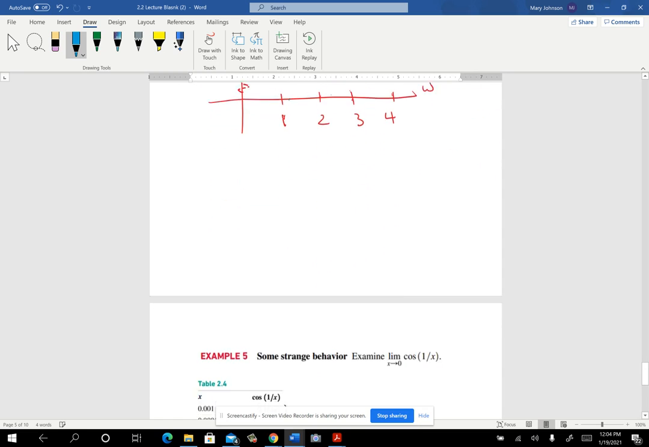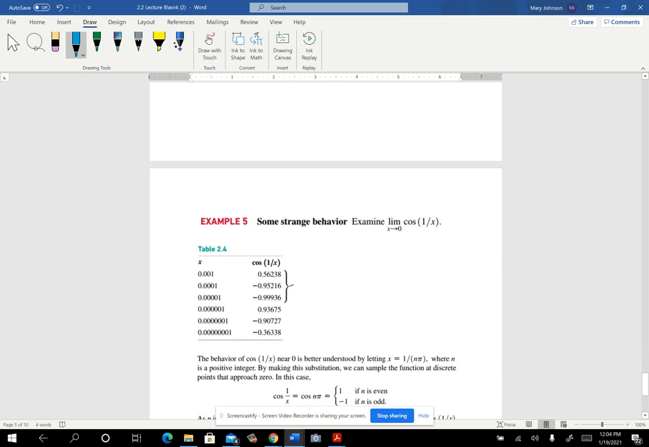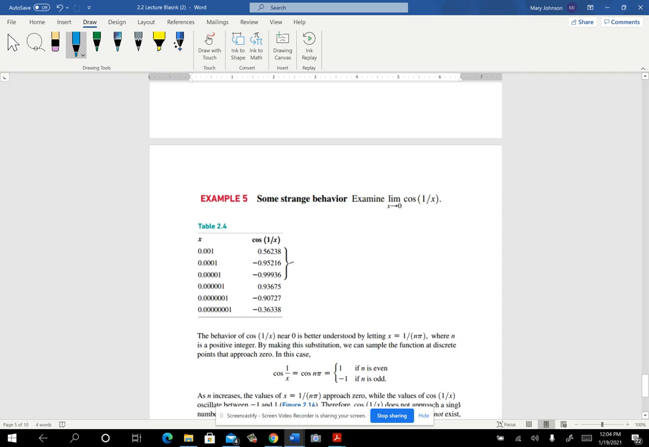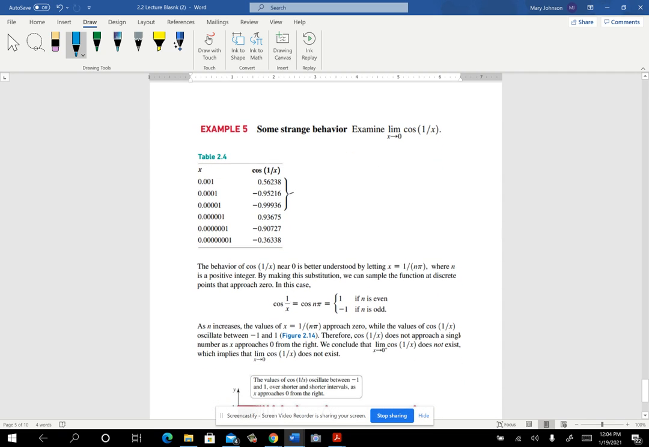All right. Now, this last one, I just wanted you to see that there are things where a graph and a table really are almost still not adequate to feel positive about what you think the limit would be. So if we were going to make a conjecture about the limit as x approaches 0 of cosine of 1 over x, we might start by looking at being to the right of 0 and getting closer and closer to 0 and seeing what happened.